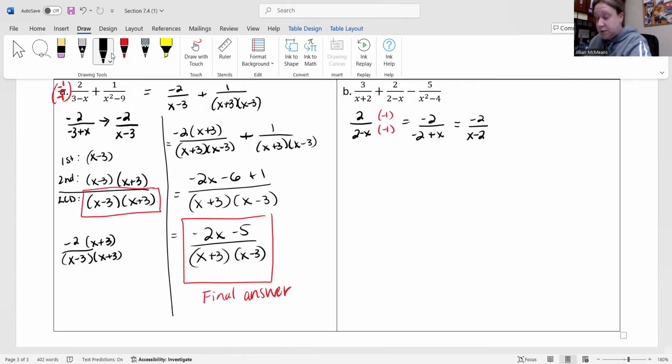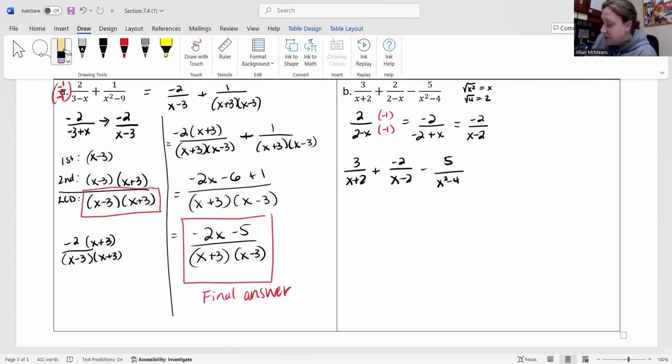So let me rewrite the full expression. We have 3 over x plus 2 plus -2 over x minus 2 minus 5 over x squared minus 4. Well, let's think about what x squared minus 4 is. It's the difference of squares, right? So we know that the difference of squares factors as the sum and difference of the square roots. Well, the square root of x squared is x, the square root of 4 is 2. So let's just rewrite this expression right here as x plus 2, x minus 2.